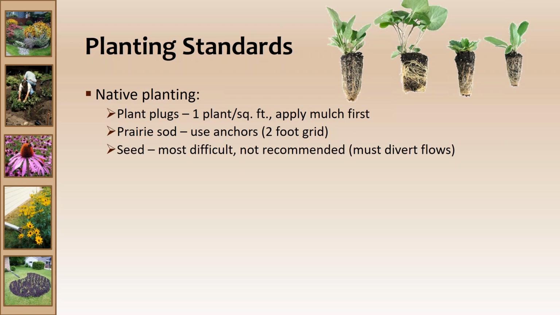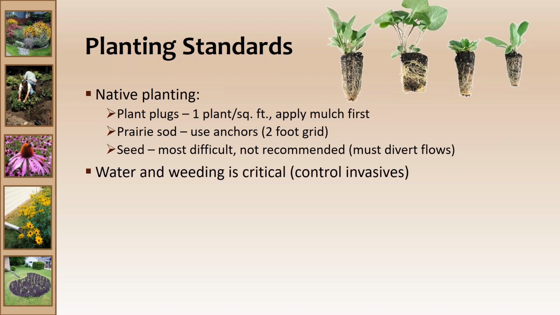Anchoring the sod, of course. Seed, really, it's allowed, but it's not recommended at all. It's the most difficult. Trying to get seed of any sort growing in an area where you're directing your downspouts is going to be difficult. You'd most likely have to divert all the downspouts for the first year until you get a good cover going.